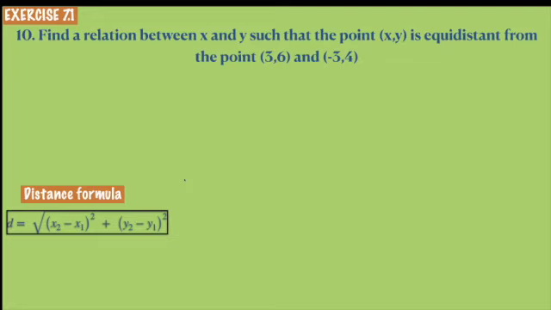There are two points that are equidistant from the point (x, y). Therefore, there is a point (x, y). There is another point (3, 6). One more point (minus 3, 4). The point (x, y) is equidistant from these two points. Therefore, this distance and this distance are equal. In the same way as the previous problem, we apply the distance formula and equate the distances, and we will be able to get the answer for this particular problem.